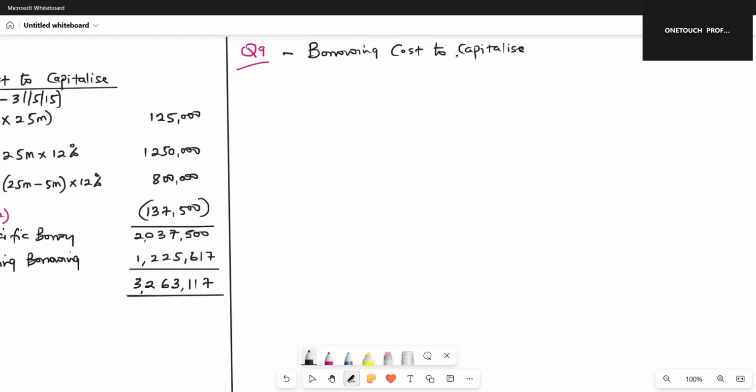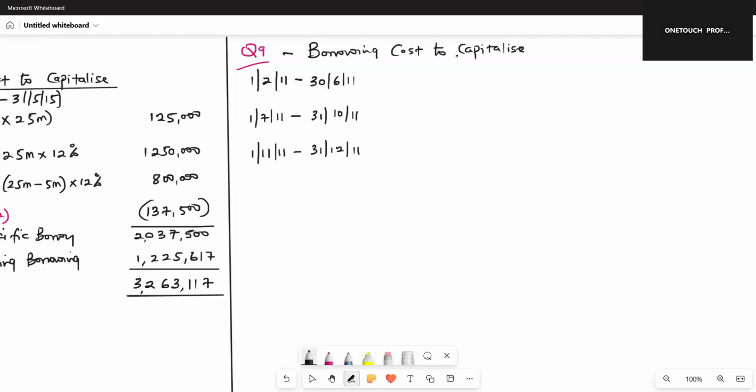Yes, sir. Okay, so let's look at the borrowing cost to capitalize. From 1st February 2011 up to when we got the first payment, that is 30th June 2011. Then from 1st July 2011 up to 31st October 2011. Then from 1st December 2011 up to 31st December. Is that correct?